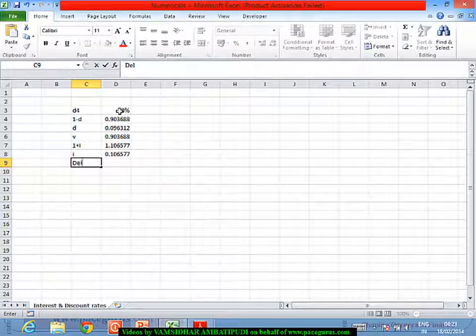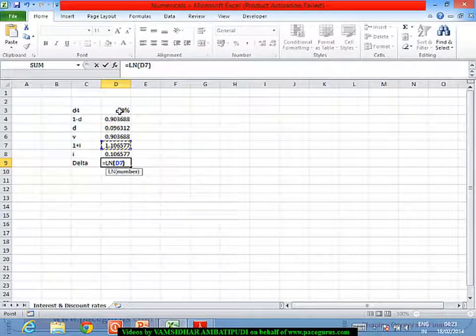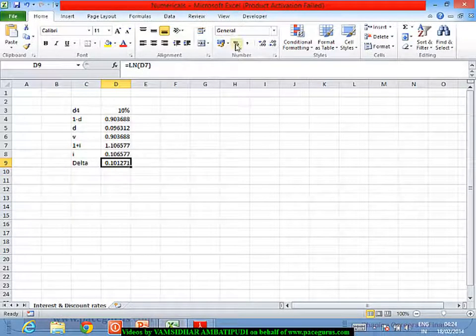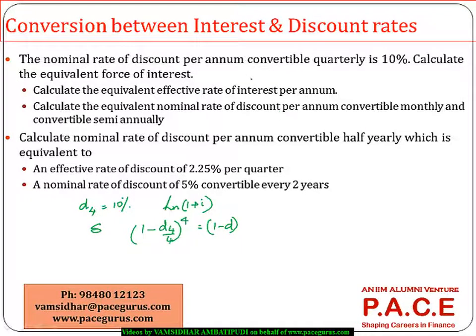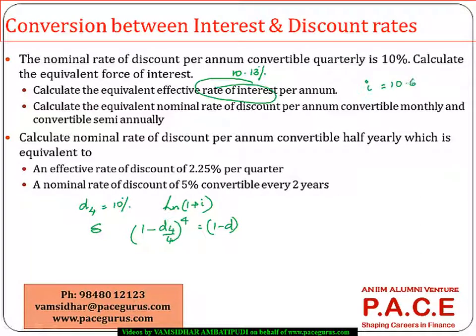Now I can find delta as log of 1 plus I, which is the equivalent force of interest. Even if I have got 1 plus I there, I can start from there itself. So the equivalent force of interest corresponding to a discount rate of 10% is 10.13%. There could be an intermediate formula, but if I am going from the basics, there is no way I can make any kind of a mistake. Now, calculate the equivalent effective rate of interest per annum, which is I. I we have already computed, which is 10.66%. So 10.66% is the value of I.